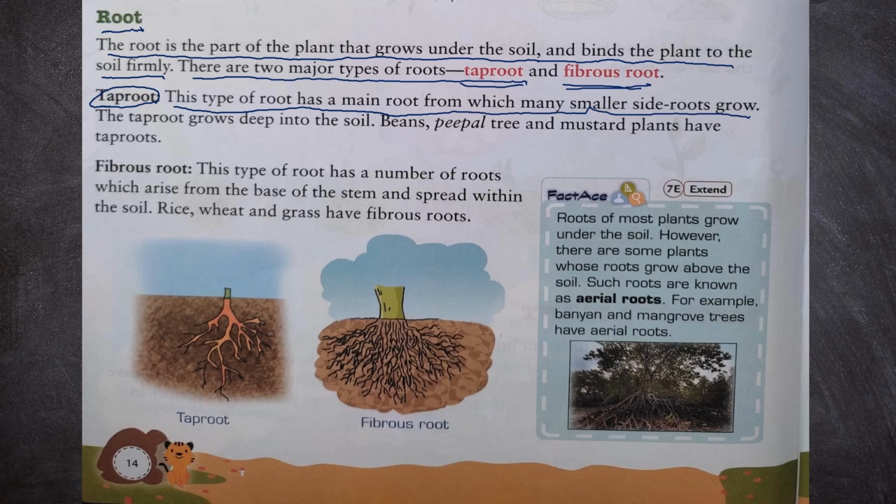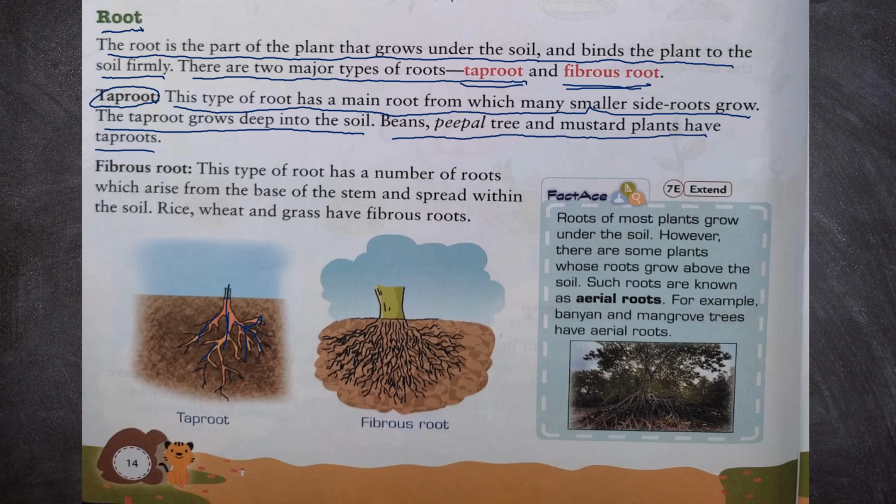As we can see in this picture, we have a main root and many side roots growing from it. So this taproot grows deep into the soil. Beans, peepal tree and mustard plants have taproots.